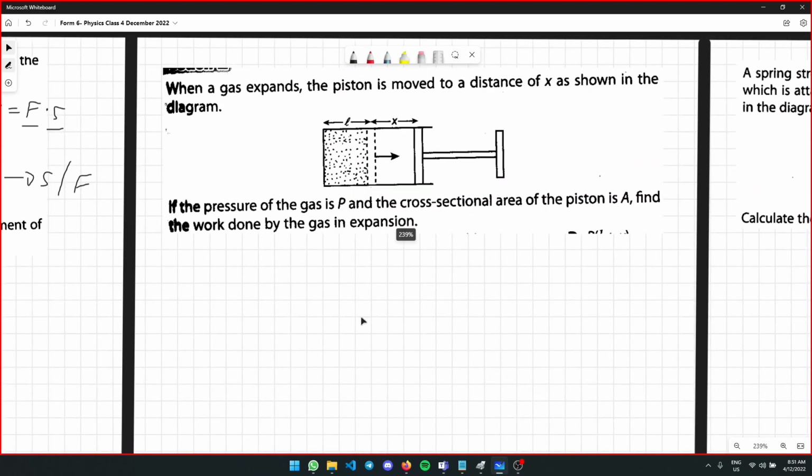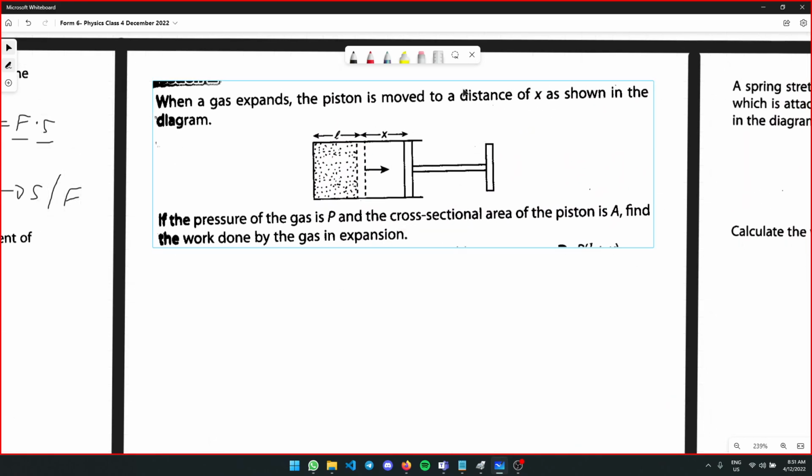Let's try question 2. These are all short questions, so I'll just go along with you. When a gas expands, the piston is moved a distance x as shown in the diagram. This is the gas here, so it's expanding and the piston is going up, and this is the final position of the piston. If the pressure of the gas is P and the cross-sectional area of the piston is A, find the work done by the expansion.